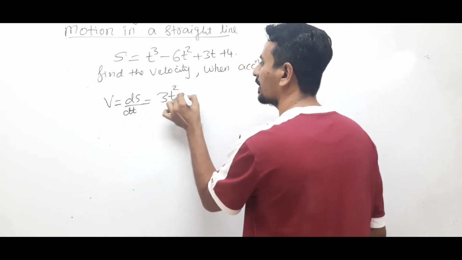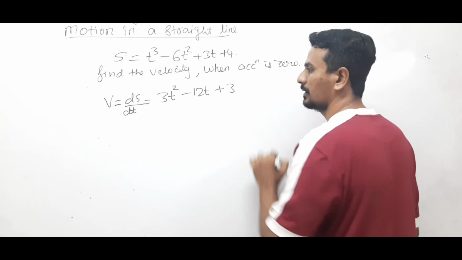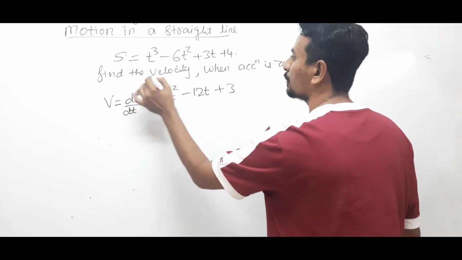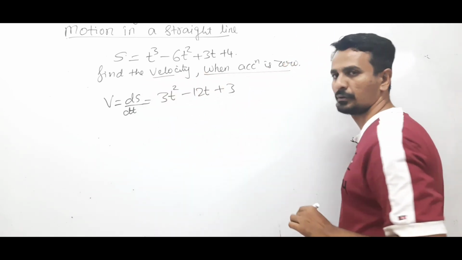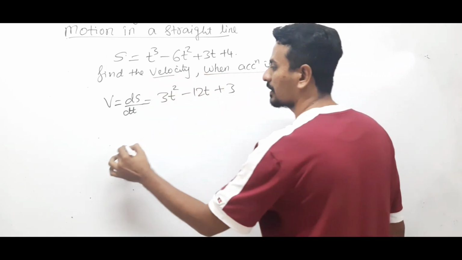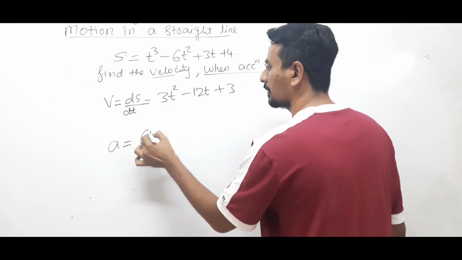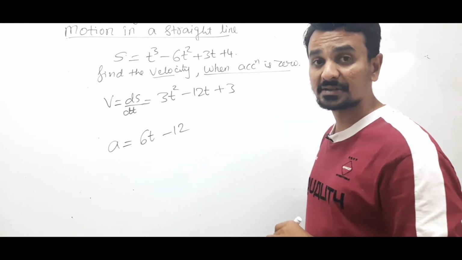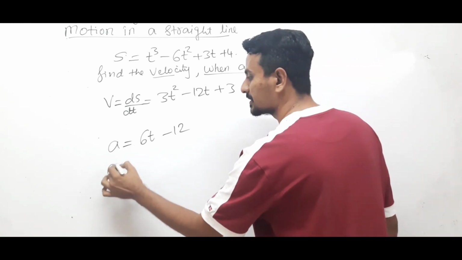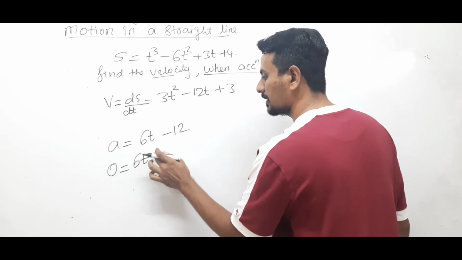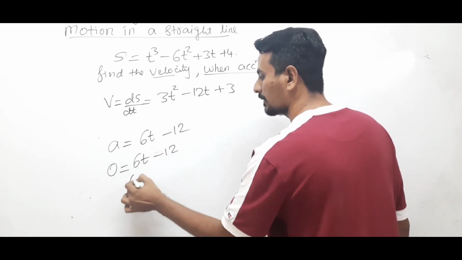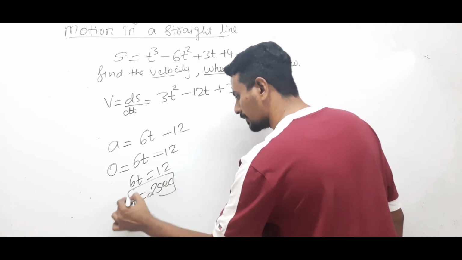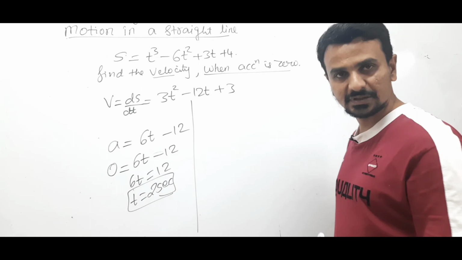It is 3t square minus 12t plus 3. Okay. And you have been told to calculate velocity when acceleration is 0. So first we'll obtain acceleration, again we'll differentiate this, it will be 6t minus 12, right? You have to calculate velocity when acceleration gets 0. Substitute 0 here. 6t minus 12 equals 0, 6t equals 12, t equals 2 seconds. So your acceleration is 0 at t equals 2 seconds.